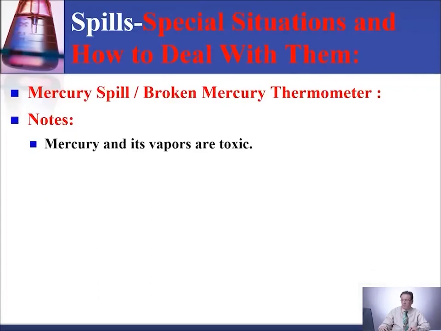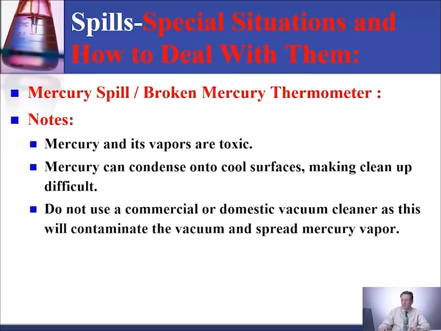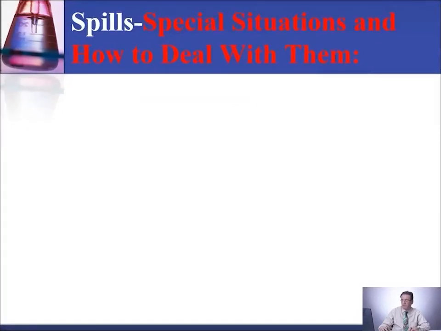Notes regarding the mercury spill. Mercury and its vapor are toxic. Mercury can condense into cool surfaces, making cleanup difficult. Do not use a commercial or domestic vacuum cleaner, as this will contaminate the vacuum and spread mercury vapor. If a commercial mercury spill kit is not available, you can use a scrubber or wet paper towel to consolidate and collect droplets.